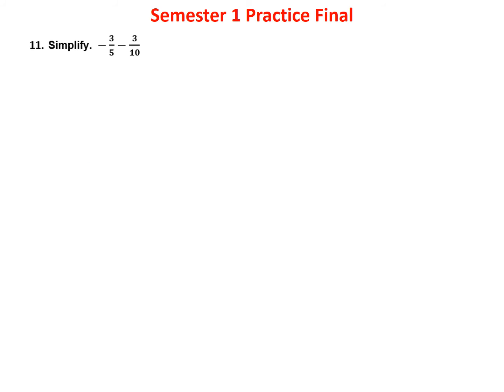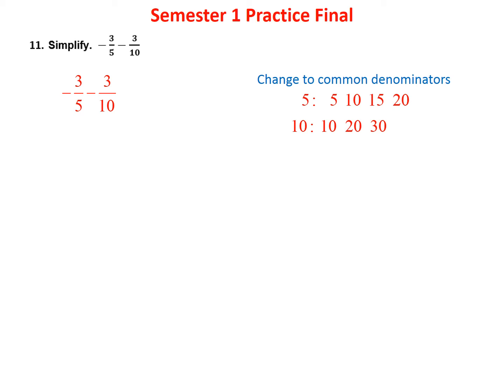Problem 11 asks us to simplify a fraction problem. We have negative 3/5 subtract 3/10. Well, the first thing we want to do is get common denominators. So I'm going to look at the multiples of 5 and 10 and find the smallest number that they both share. So 5, 10, 15, 20, and 10, 20, 30. The smallest one is 10. 5 goes into 10 and 10 goes into 10.